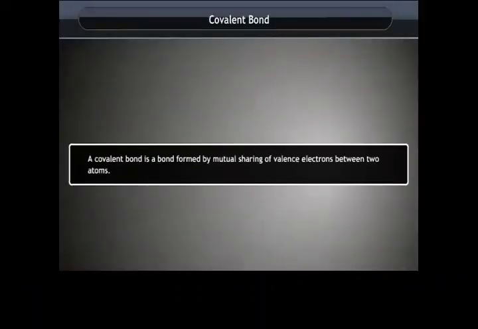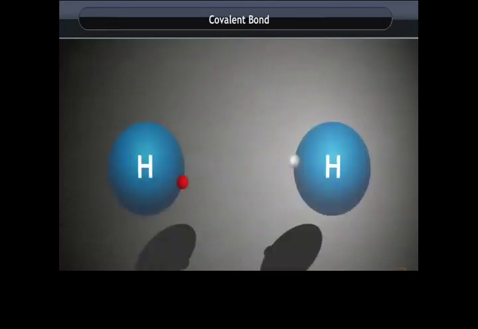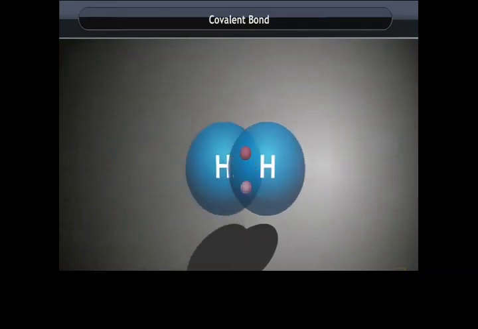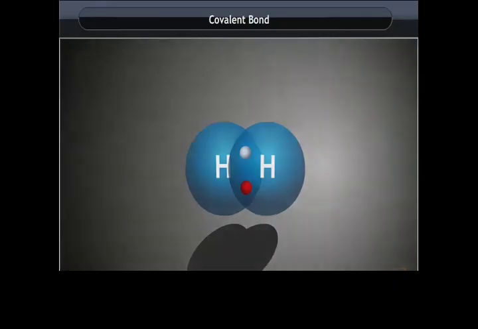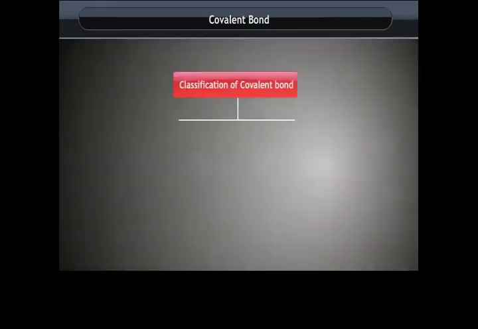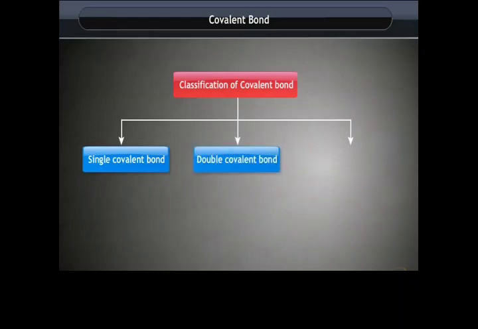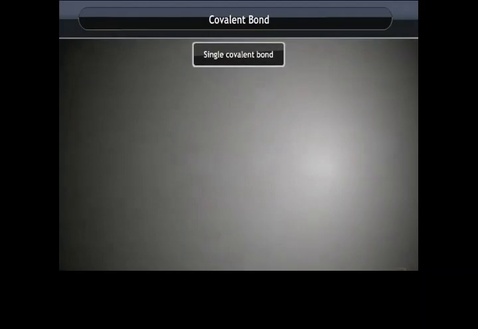Covalent bond. A covalent bond is a bond formed by mutual sharing of valence electrons between two atoms. Look here at the hydrogen-formed covalent bond by sharing of each atom with a single electron. On the basis of sharing of valence electrons, covalent bond is classified as single covalent bond, double covalent bond, and triple covalent bond.